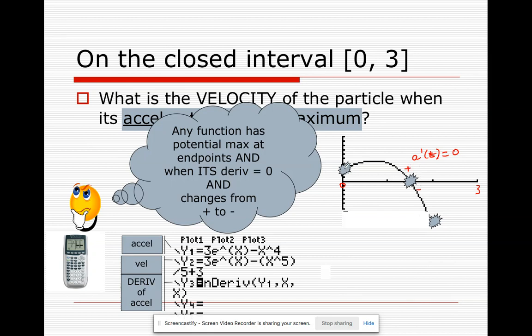Now remember, the endpoints are your suspects as well. The derivative is positive after the left endpoint. That means that 0 is a minimum. The derivative is negative, right? Because if the derivative is positive, it means you're increasing from the left endpoint. The derivative is negative, meaning you're decreasing to the right endpoint. So the right endpoint is also a minimum. Your only suspect that got convicted of being a max was where the derivative of acceleration was 0 and changed from positive to negative.